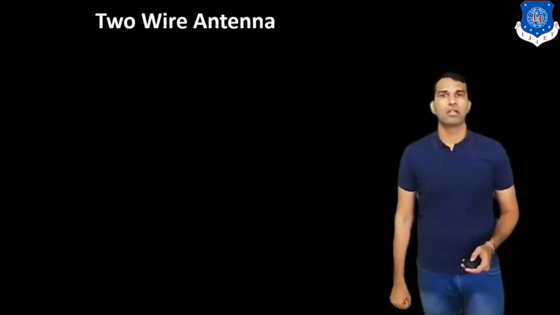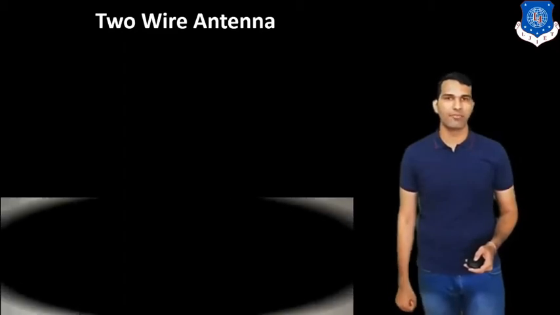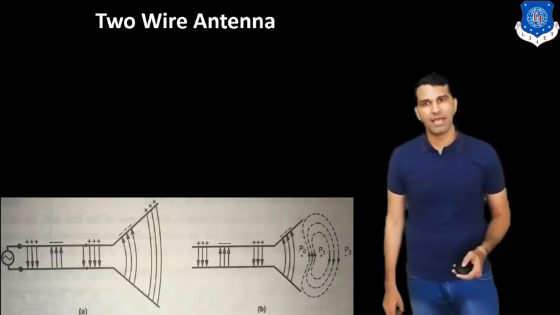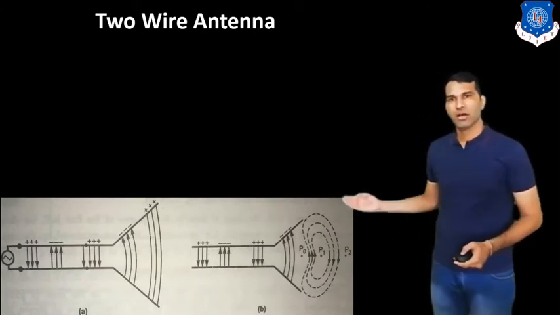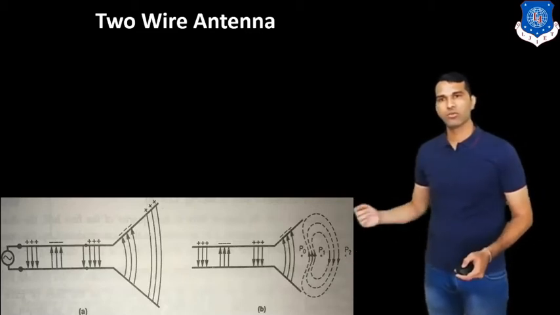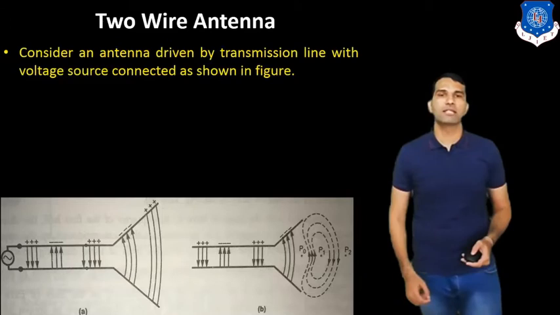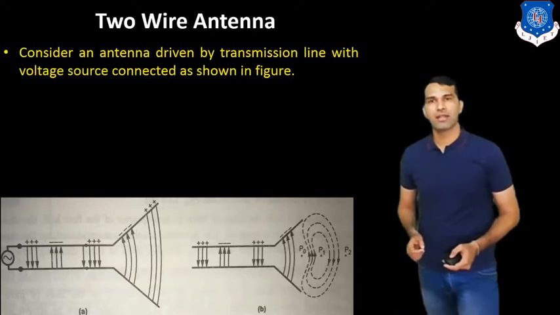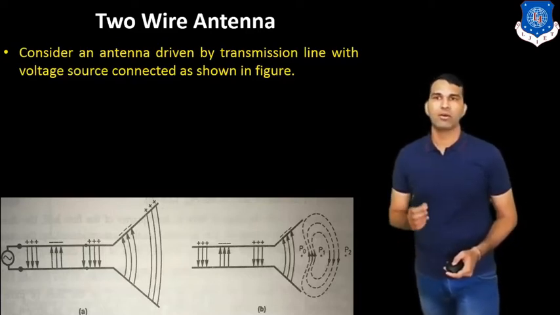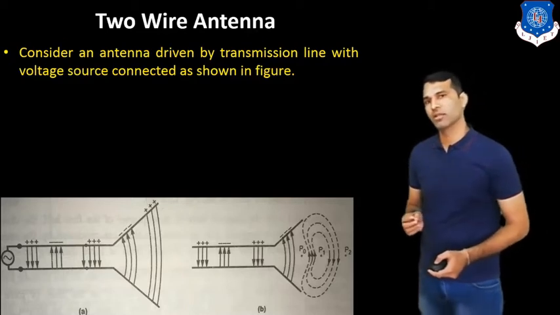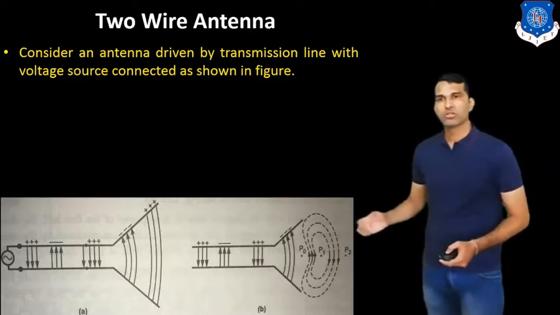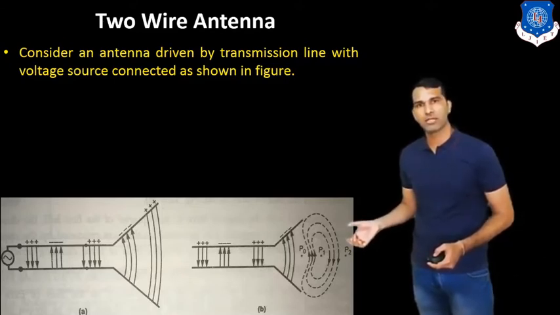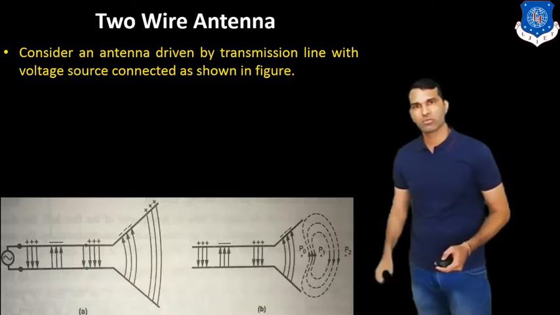Now we understand the two wire antenna. Here we design the antenna using two wires. Now we understand the radiation mechanism inside this two wire antenna. Consider an antenna driven by a transmission line with a voltage source connected as shown in the figure. On the left hand side of the figure we apply the voltage source, and we use two transmission lines with the voltage source applied.